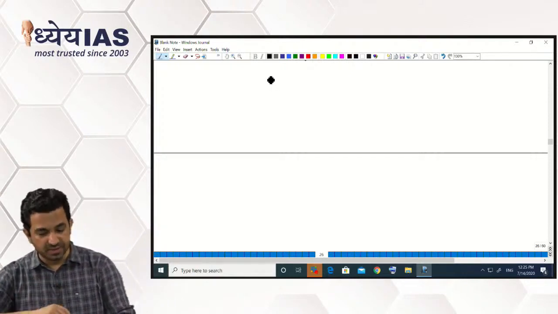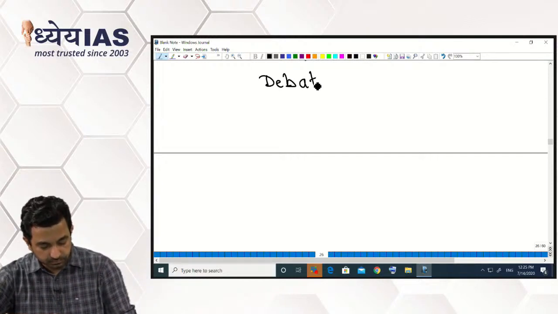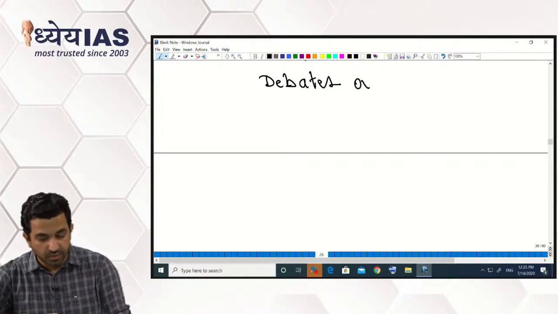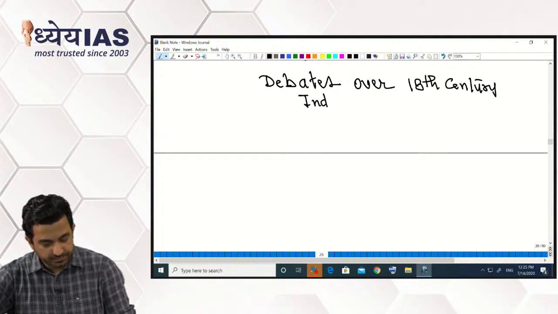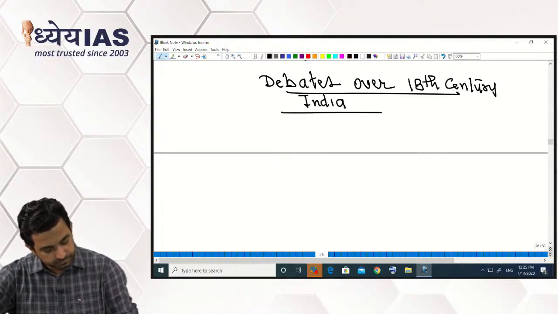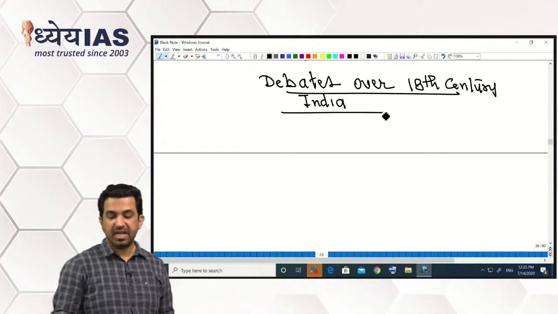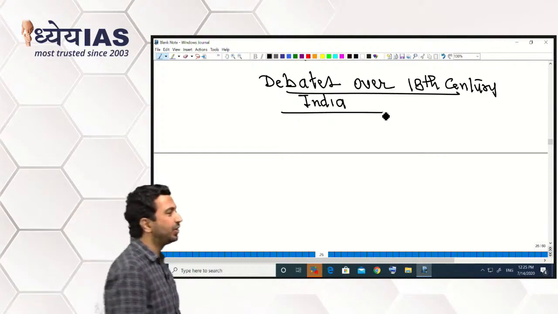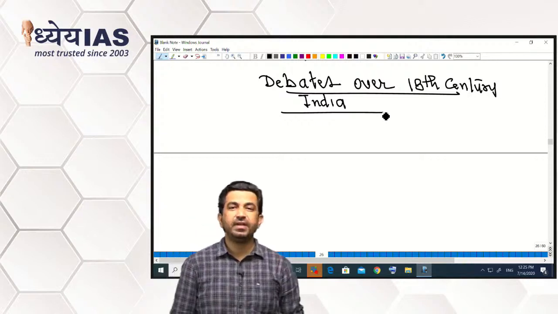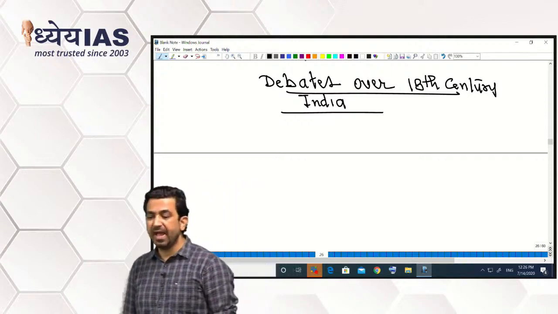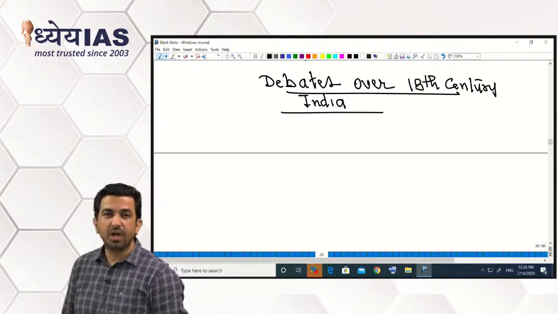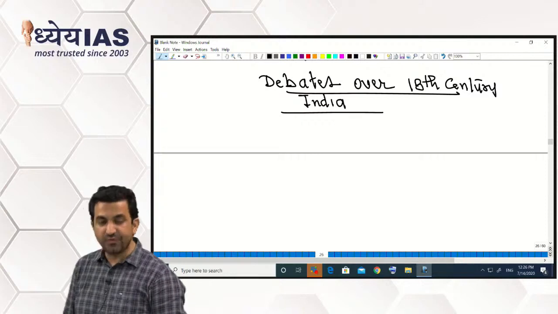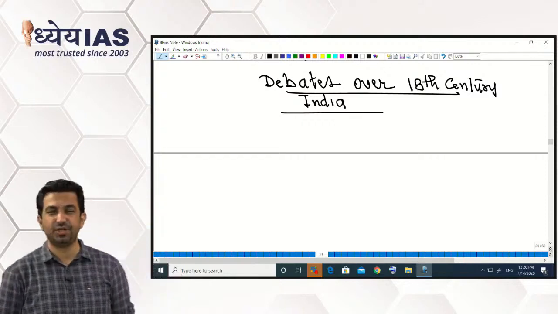So the very first topic: debates over 18th century India. First, we have to analyze the socio-economic, cultural and political condition of India in the 18th century.